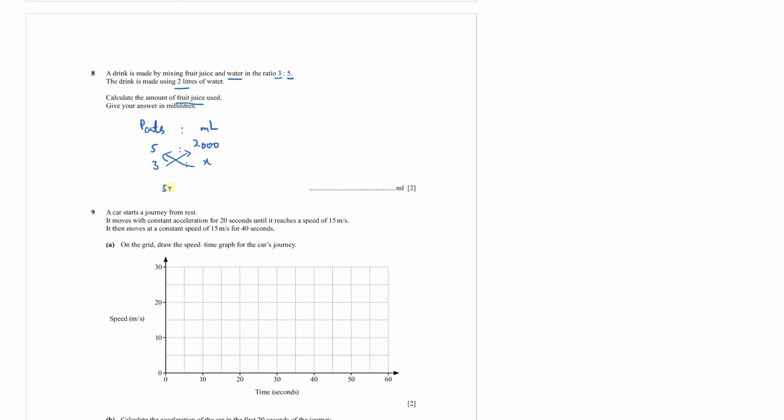So this will be 5x equals 2000 times 3. So now your x will be 2000 times 3 divided by 5. I can cancel 5. 5 fours are 20. So 400 times 3 is 1200. So your value of x, which is basically the amount of fruit juice used in milliliters, is 1200 ml. So 1200.